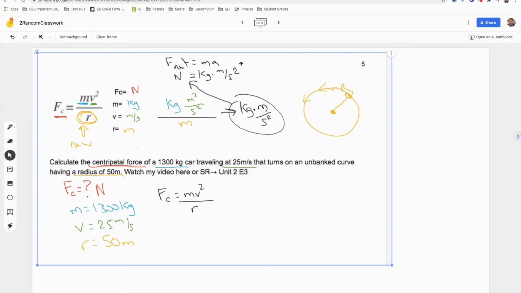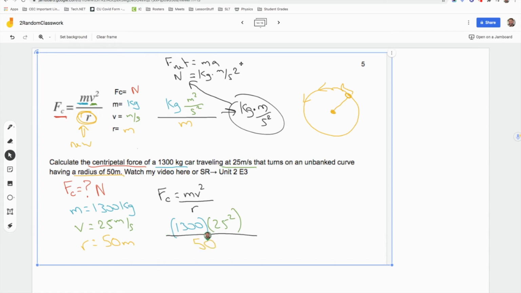So I have, I'll do it in the same way this first time: 1,300 times my velocity squared. Notice this is squared here, okay? So I have to square that, divided by my R, which is 50.